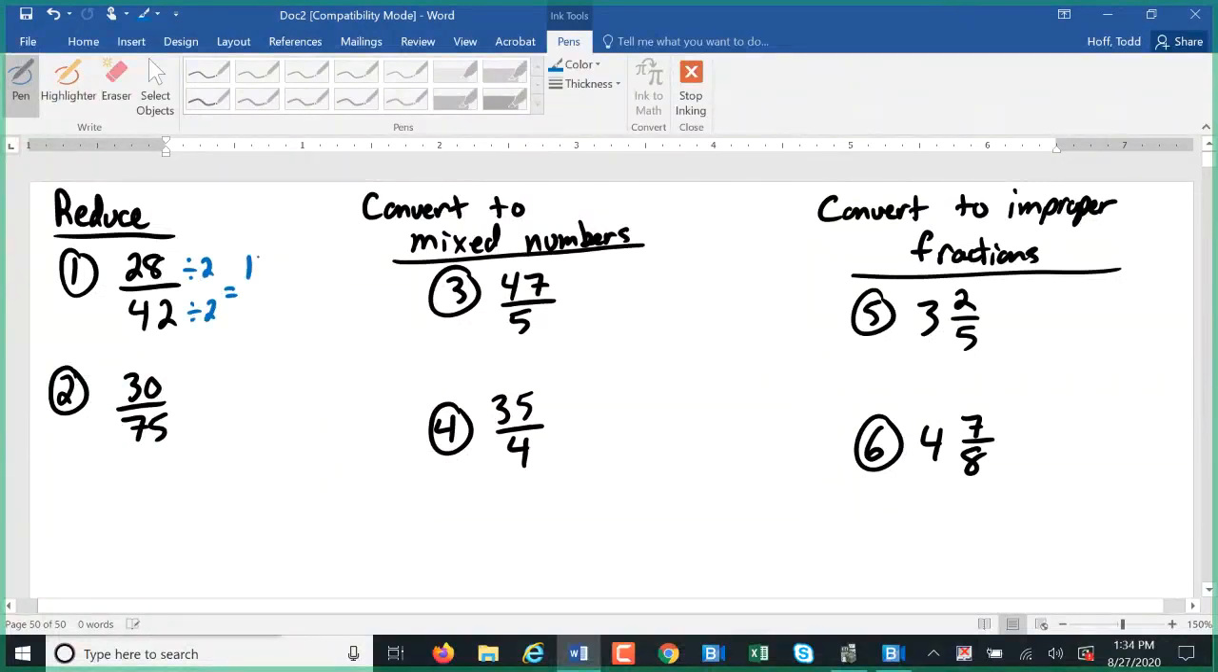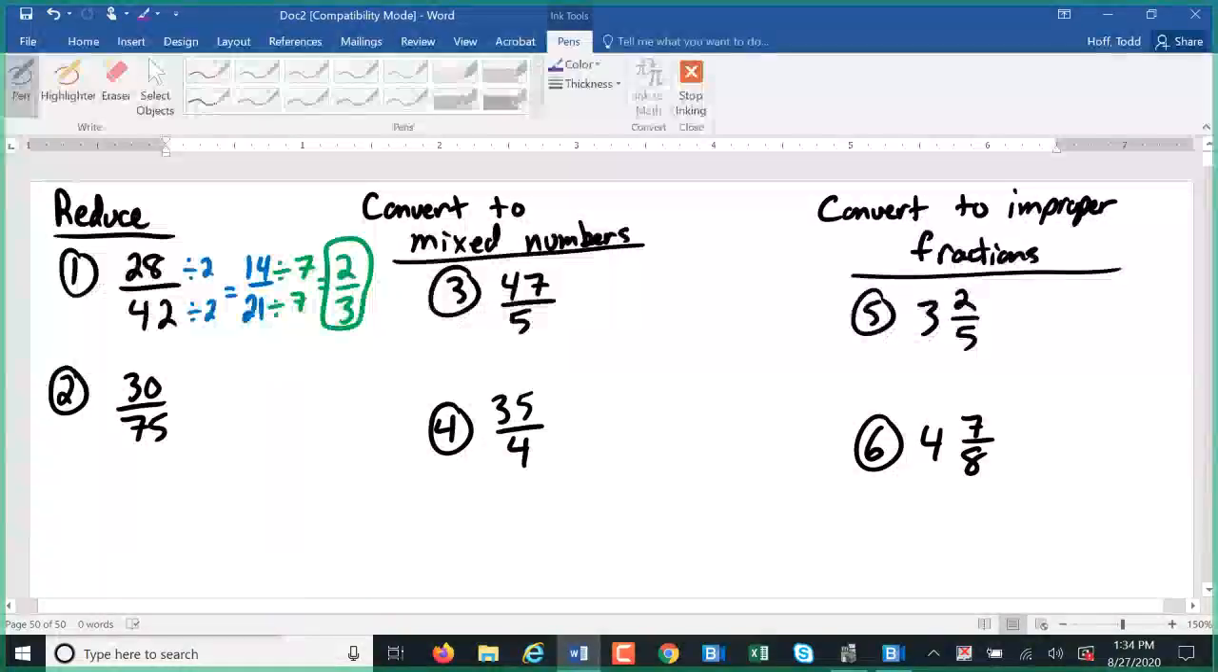28 divided by 2 is 14, and 42 divided by 2 is 21. And now that they're smaller, it might be a little easier to see that both of those divide by 7. 14 divided by 7 is 2, and 21 divided by 7 is 3, giving us 2/3.